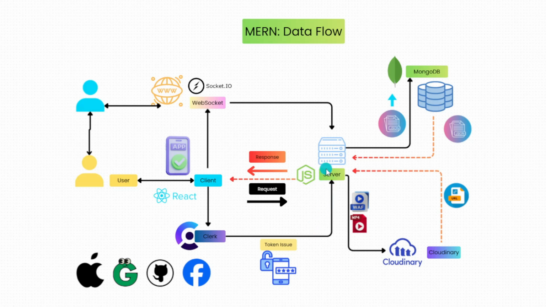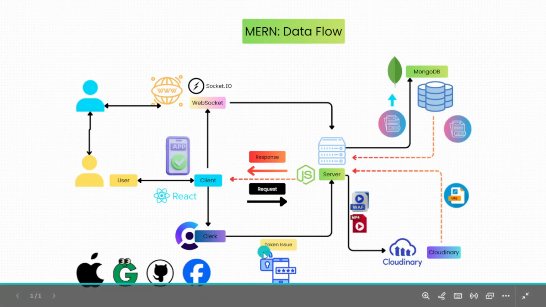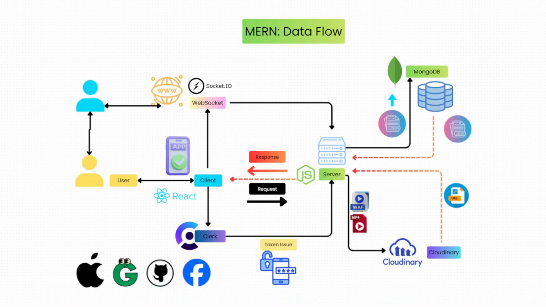So Clerk verifies this token. If this token matches the token we get from the Clerk SDK, if they are equal, that means Clerk lets them into this route. Otherwise, there is no entry. So this is the basic flow.